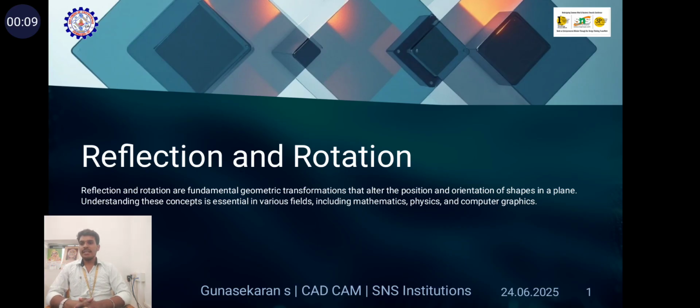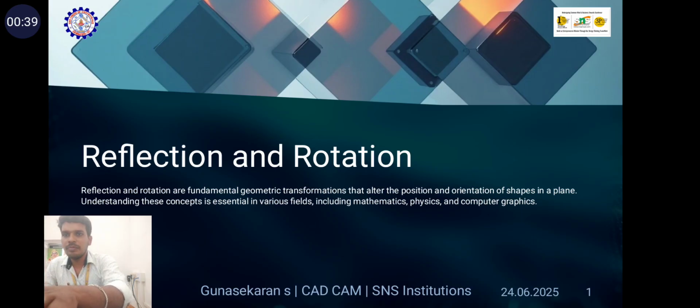Now we are seeing about reflection and rotations. It is a geometric transformation, reflection and rotation. These transformations change a shape's position and orientation without altering size. Understanding them is essential in geometry, as well as real world applications in computer graphics, robotics and design.